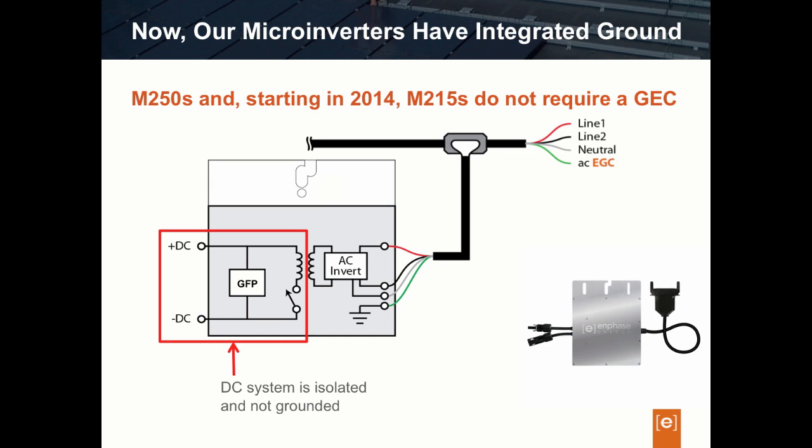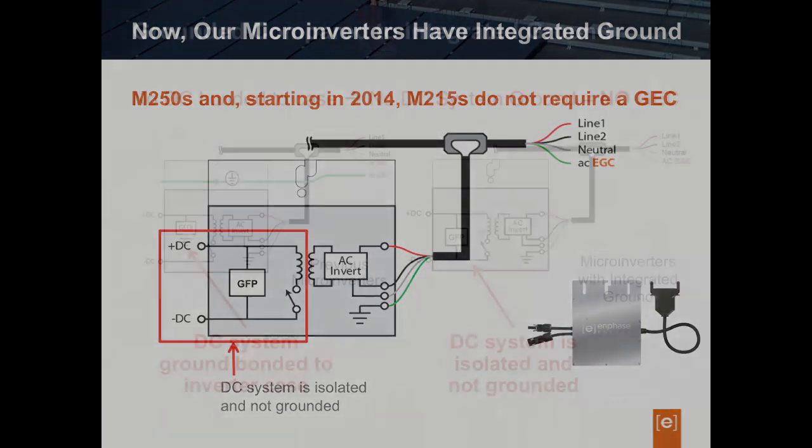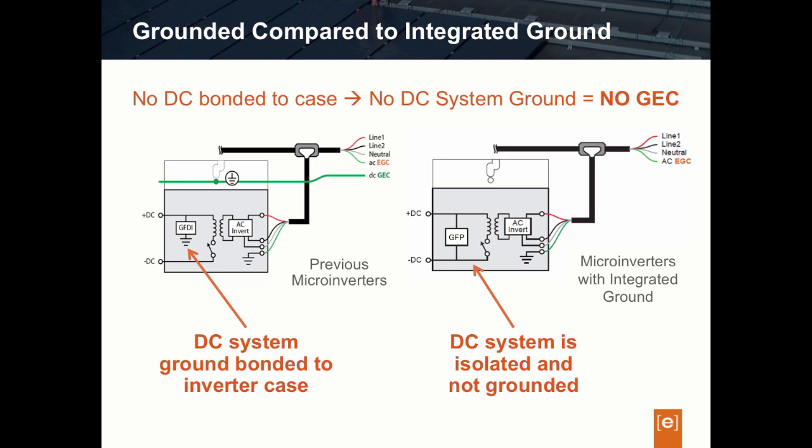Enphase microinverters with integrated ground can detect ground faults on either the DC positive or negative conductor of the PV module. Also new to these microinverters is the insulation monitor, or IM, which measures the insulation resistance of the DC circuit. These features offer greater safety than previously possible and allow for the removal of the separate GEC required for previous generation microinverters. Looking at the two microinverter diagrams side by side, the difference is clear.